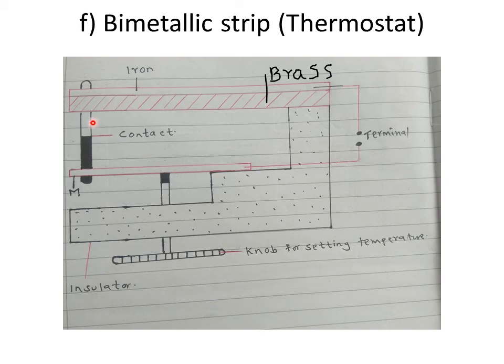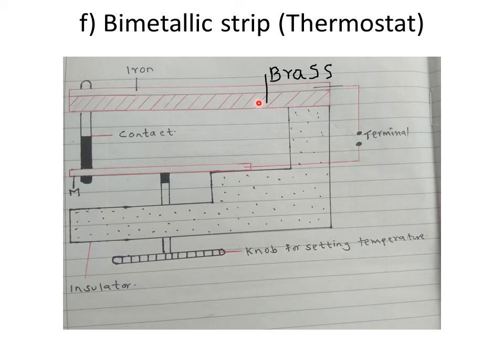Therefore it means that the temperature of the room has to go very high for this contact to be broken. Conversely, when the temperatures are low, we release the knob in such a way that M moves downwards. Now when M moves downwards, what this simply means is that the distance between the contacts here will be broken. So it means the temperatures have to go extremely lower for the bimetallic strip to bend downwards.